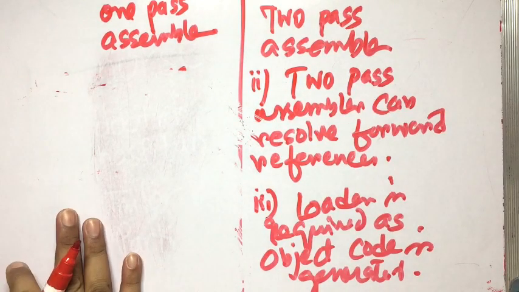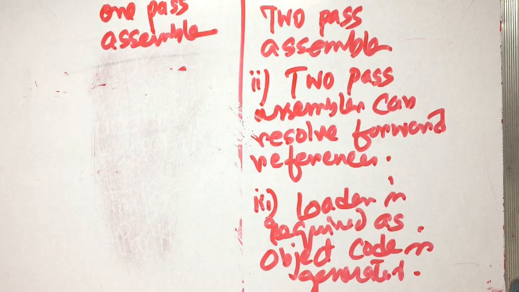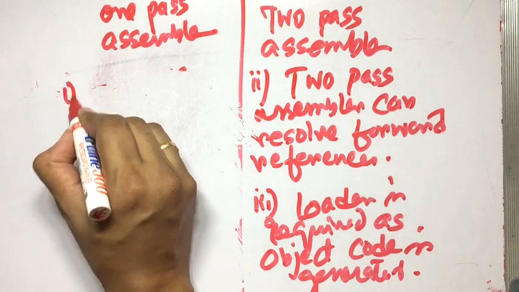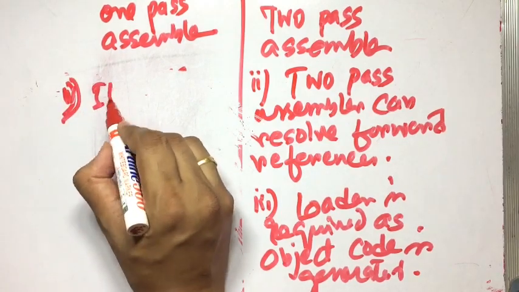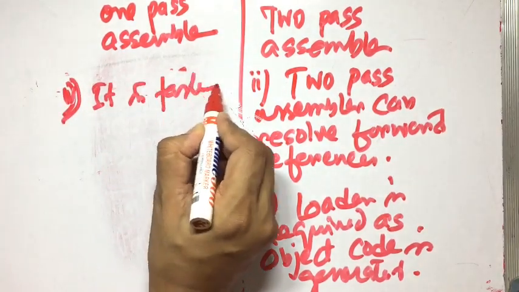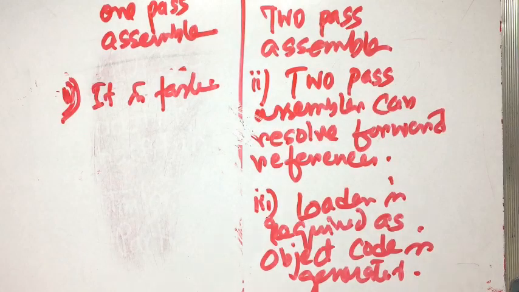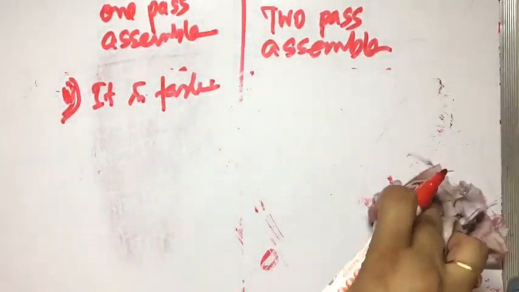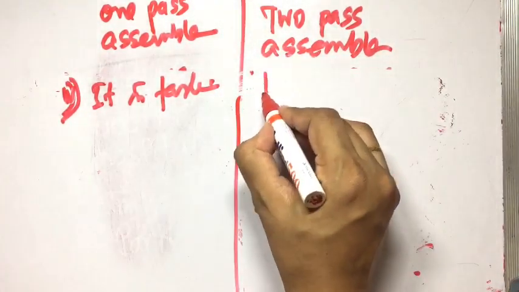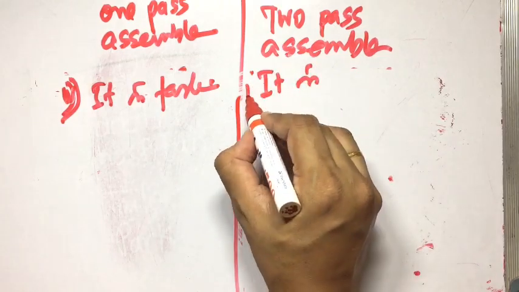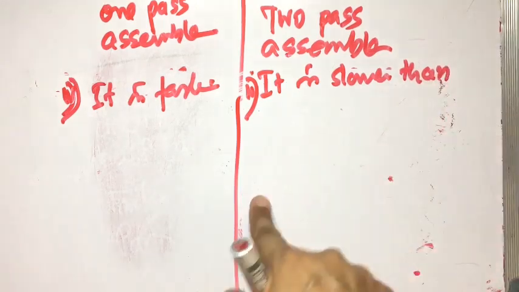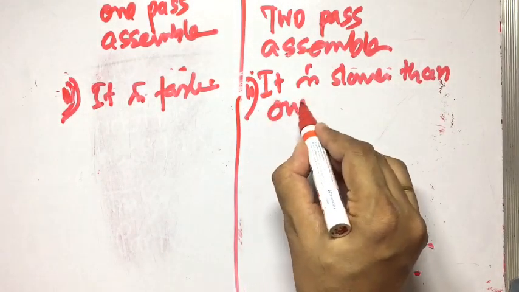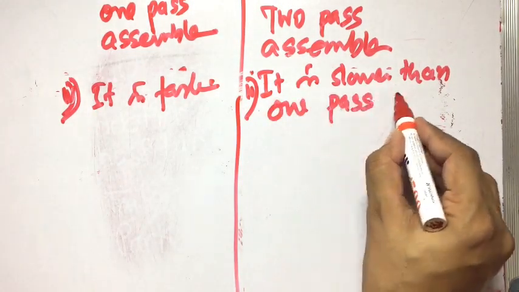A one pass assembler consists of only one pass, that is, analysis and synthesis are done within a single phase, so it is faster. Next is the fourth point: it is faster. And a two pass assembler is relatively slower than a one pass assembler.